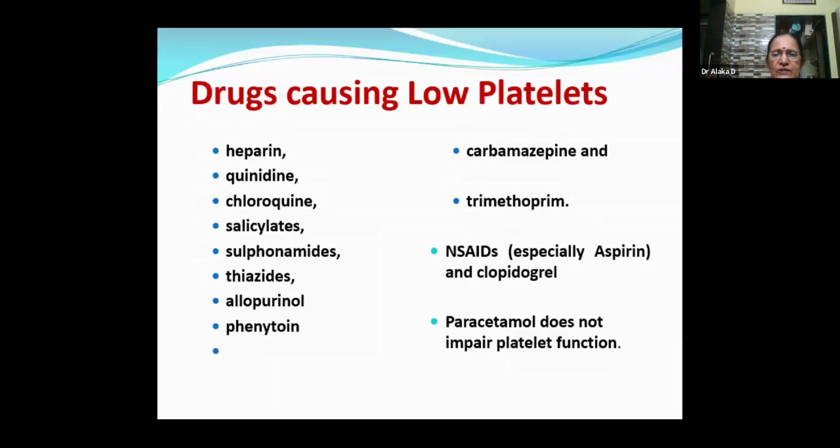Which are the drugs which cause low platelets? Heparin, naturally. Quinidine, chloroquine, salicylate, sulfonamides, nowadays we don't use it. Thiazides, rarely used. Allopurinol. Phenytoin is quite a common cause of low platelets. Carbamazepine, trimethoprim, NSAIDs, especially aspirin, because we use it as a low platelet drug, clopidogrel. Paracetamol does not impair the platelet function, but may cause a thrombocytopenia. So these are some of the drugs which cause a low platelet.